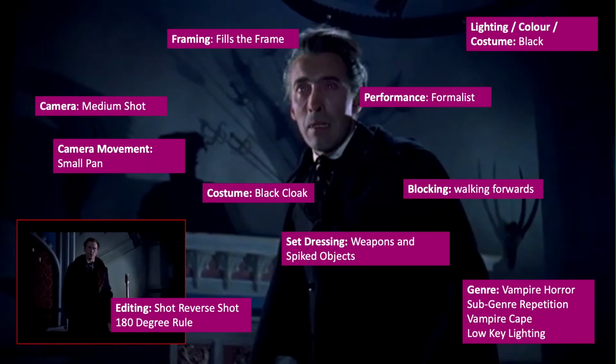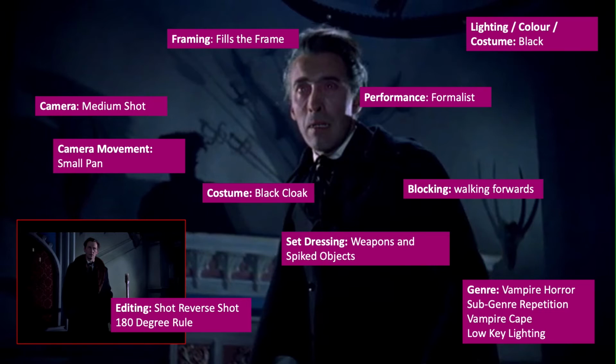So for editing, this is a reverse shot of the previous one, also uses a 180-degree rule. So this helps the audience establish the relationship between the two characters, the fact they are against each other, they're facing off against each other. In terms of the framing, Dracula fills more of the frame to show how powerful he is. In terms of performance, it's a formalist performance that's over the top. So it's exaggerated, it's not realistic because he is a vampire, he's a creature, so it should be more over the top.